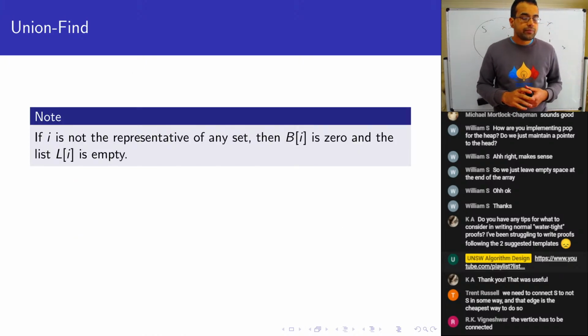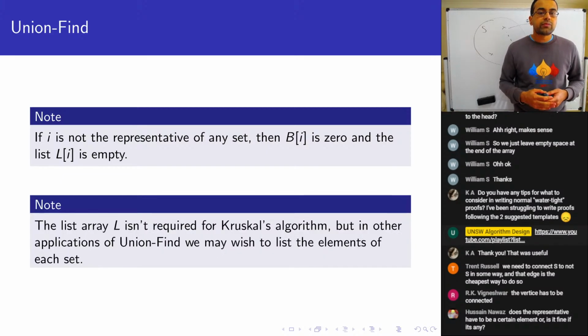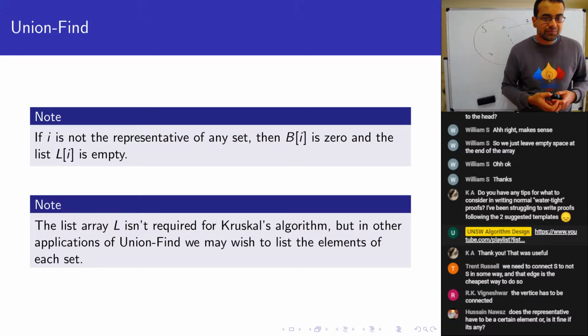Now, after the first union operation, there are going to be some things which are not the representative of their own set, which means they're not the representative of anyone. In that case, B[I] is 0 and the linked list is empty. And while the list array isn't actually required for our application in Kruskal's algorithm, it is sometimes useful elsewhere. So we include it. It doesn't make things more difficult to analyze, but we don't end up using it. So it's the least priority thing to follow.